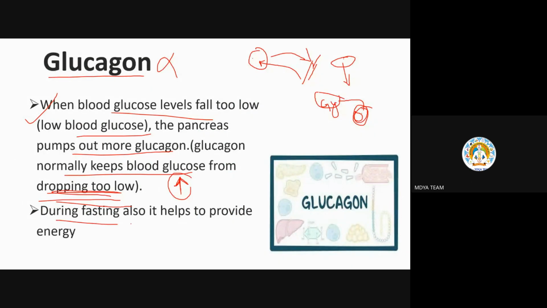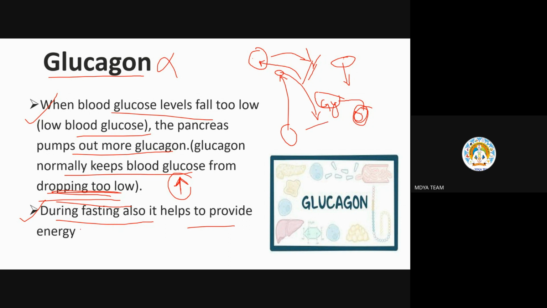And during fasting also, it helps to provide energy, because whilst fasting we are not taking food from outside. Energy is not provided by carbohydrate from outside. We are not taking any external energy. At that time the energy is still required by the body for all the functioning. The glucagon will go to the liver, take the glycogen, which is the stored form of glucose, break it down, and bring glucose back to the bloodstream.